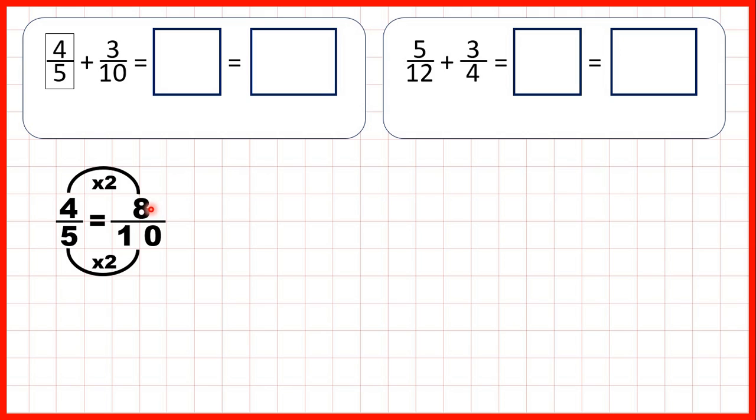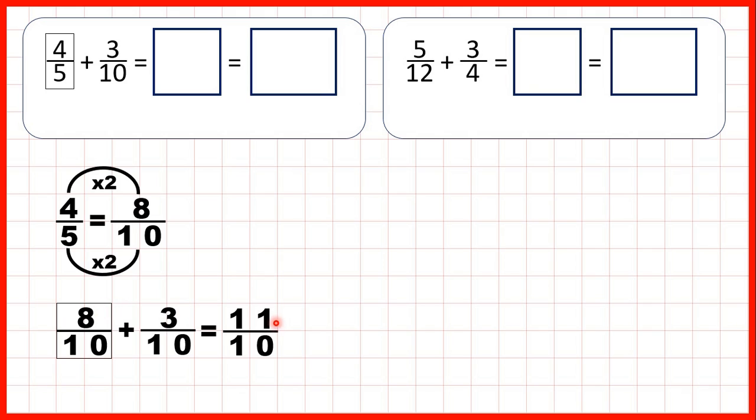So now we can rewrite our question. Instead of 4/5, we can write 8/10, because that's equivalent to 4/5. And we can add the 3/10, because now we have a common denominator. So the denominator stays the same in our answer, and 8 plus 3 is 11. So as an improper fraction, our answer is 11/10.